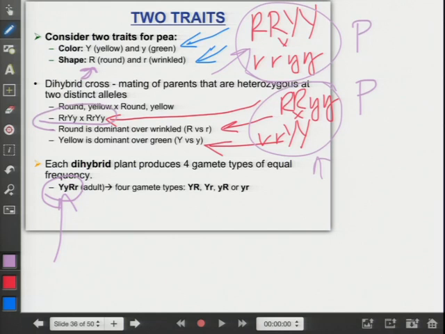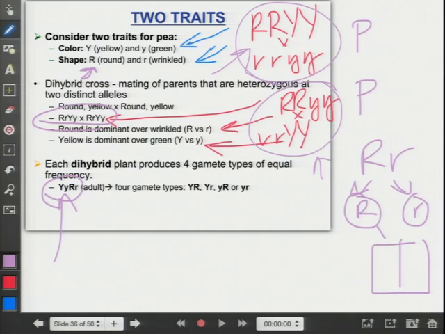And then if we want to do this cross to get to that F2, we have to figure out, how do we set up our square? What are the gametes? When we just had this guy, we knew half the gametes were going to be big R and half were going to be little r. And we just put those, and then the other one. And that's how we set up our square. Really, the things on the side are the gametes, things on the top are the gametes, and then the square helps us do all the different possibilities. That's all the squares are for.